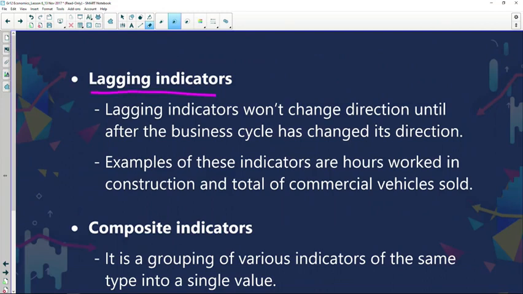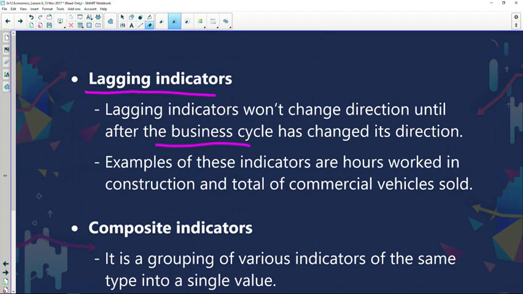Then we've got the lagging indicators, which won't change direction until after the business cycle has changed its direction. For example, indicators are hours worked in construction and the total of commercial vehicles sold. These won't change direction until the business cycle changes direction. That's why we call them the lagging indicators. They don't change until there's been an actual change in the business cycle itself.